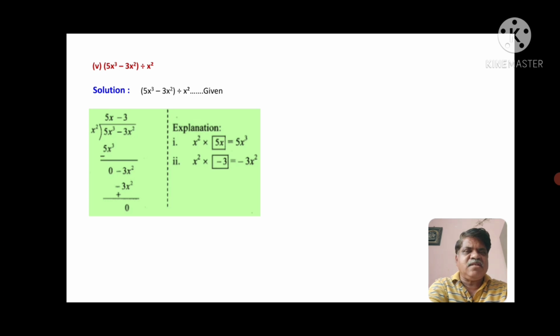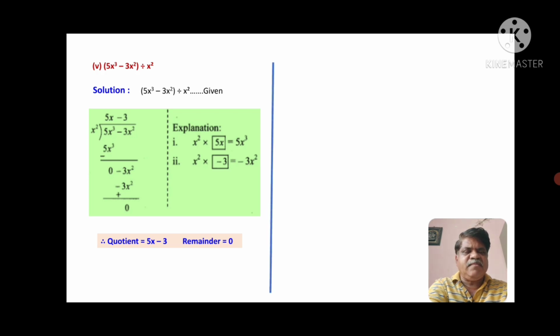Next term from the dividend is minus 3x square, that is taken. Now second step in the explanation: x square is multiplied by what? So you are getting minus 3x square. The result is minus 3, it is written in the box, and that minus 3 is the second term of the quotient. So x square into minus 3 gives you minus 3x square, that is written in the division below the minus 3x square of the dividend. So the result is 0. The subtraction of both will be 0. So you can write here, friends, that the quotient is 5x minus 3 and the remainder is 0.